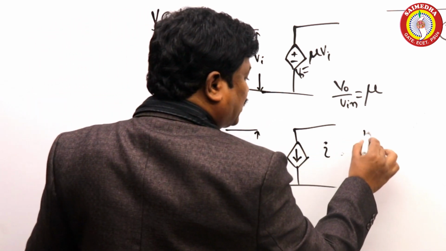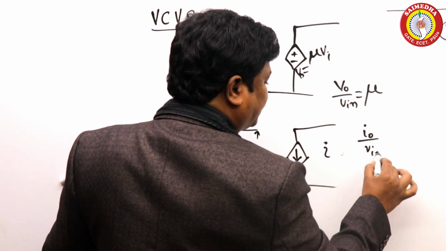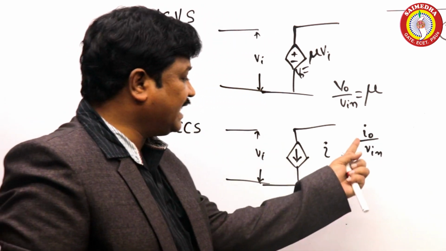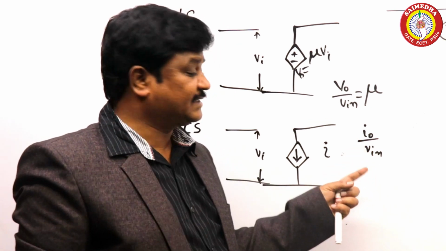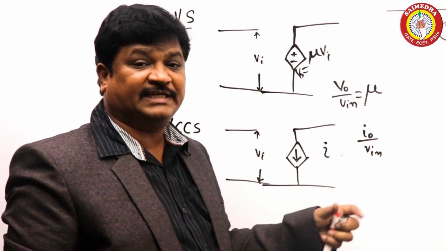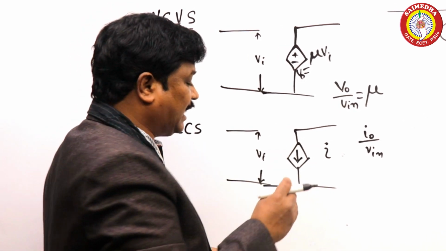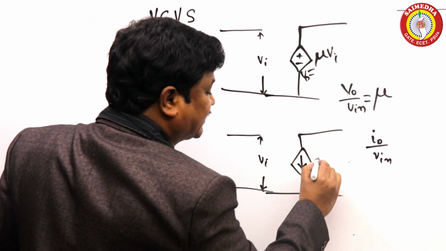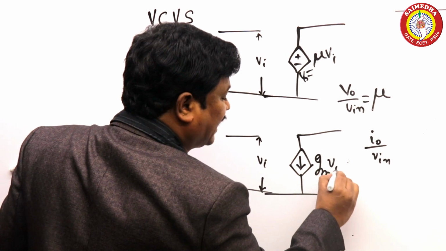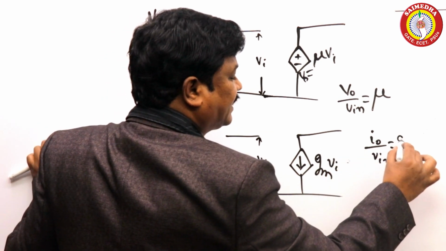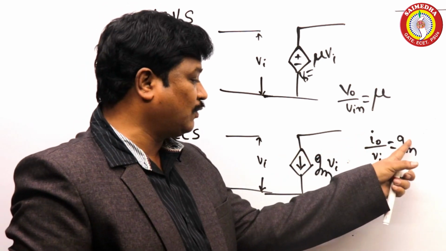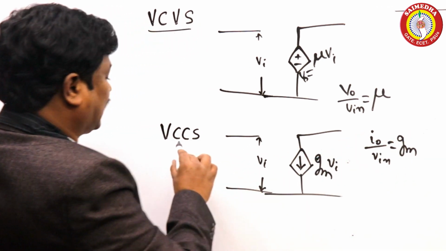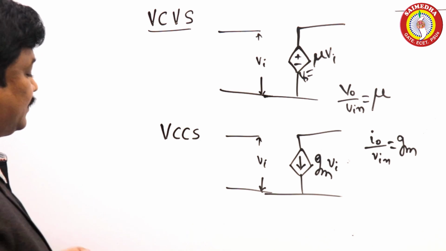So output current by input voltage. Do you know what current by voltage is? Current by voltage is a conductance. Output current by input voltage is a transconductance. So this current can be written as Gm into Vi. This is equal to Gm. So this is the output current I0, and I0 is equal to Gm into Vi. This one is called the voltage controlled current source.